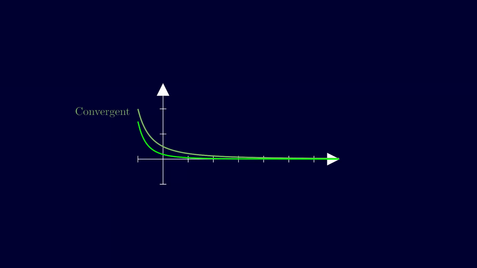Alright, here's the kicker. Since a series converges due to the speed it's approaching zero, and this one shrinks faster, it's smaller after all, it has to be convergent too. This is why we call it the direct comparison test. We are directly comparing two series, and we know the convergence of one of them.